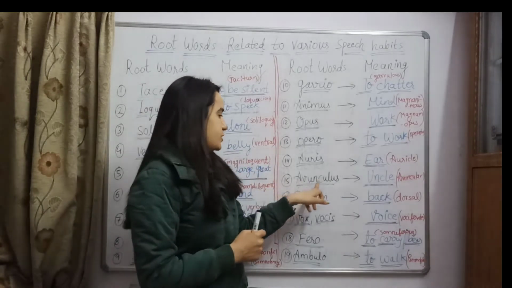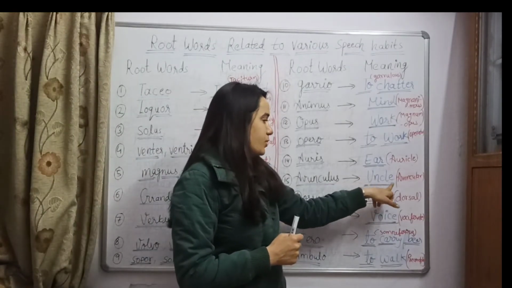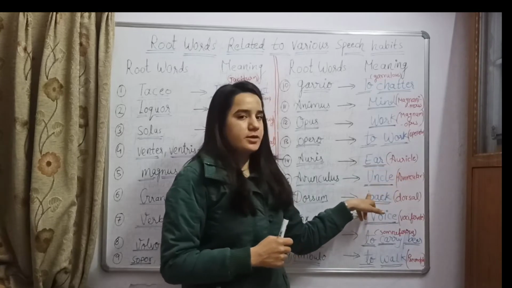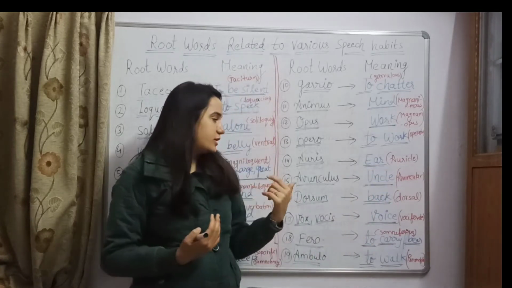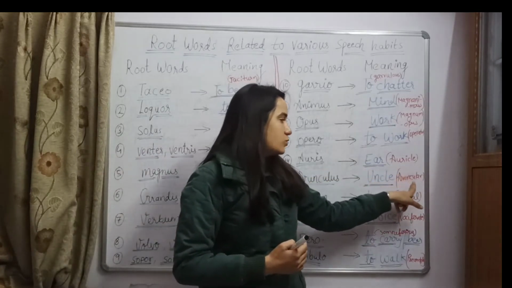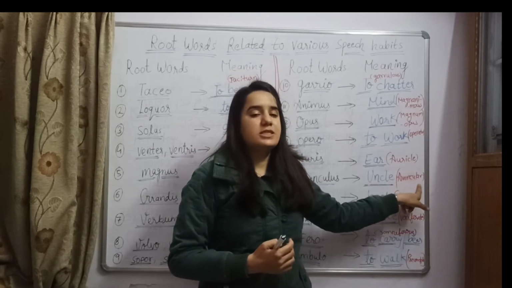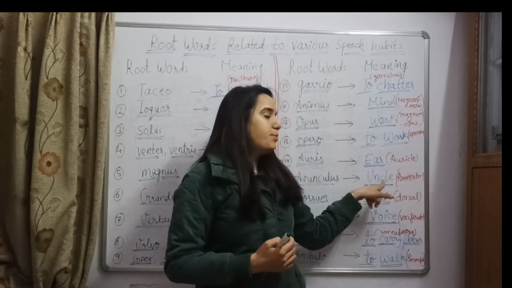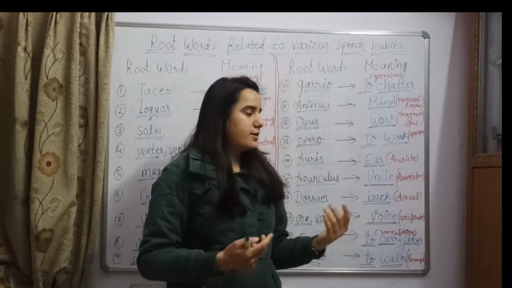Now 15 is aveniculus. Aveniculus means uncle, especially the maternal side uncle. आपकी माता की तरफ के जो अंकल होते हैं उनके लिए है. And the vocab is avenicular. Avenicular stands for uncle, or we can say particularly maternal side uncle.